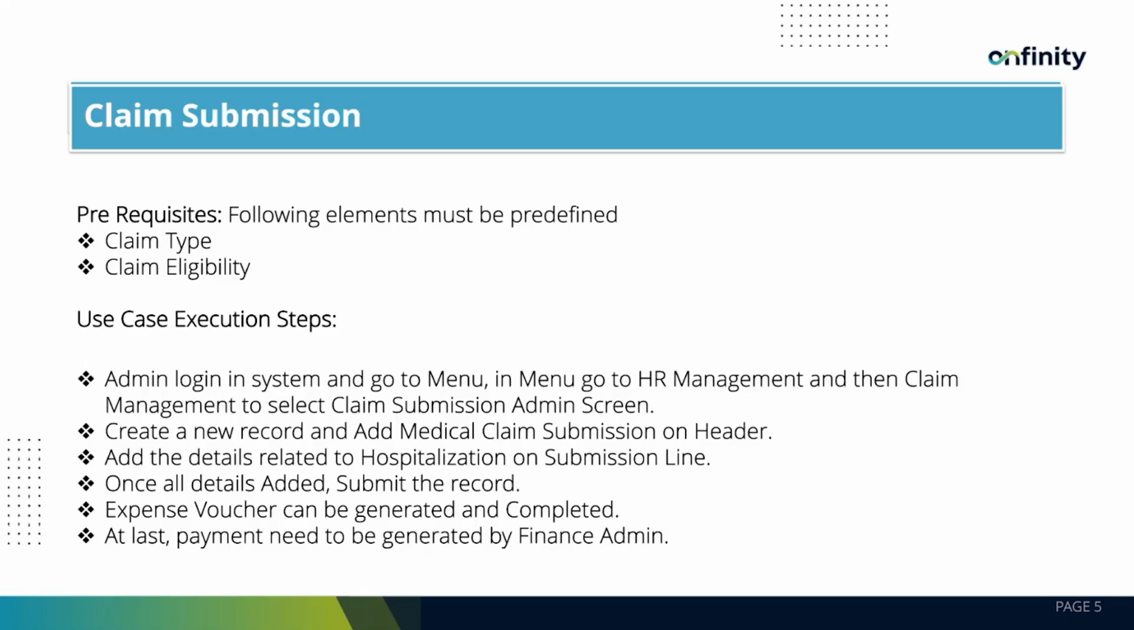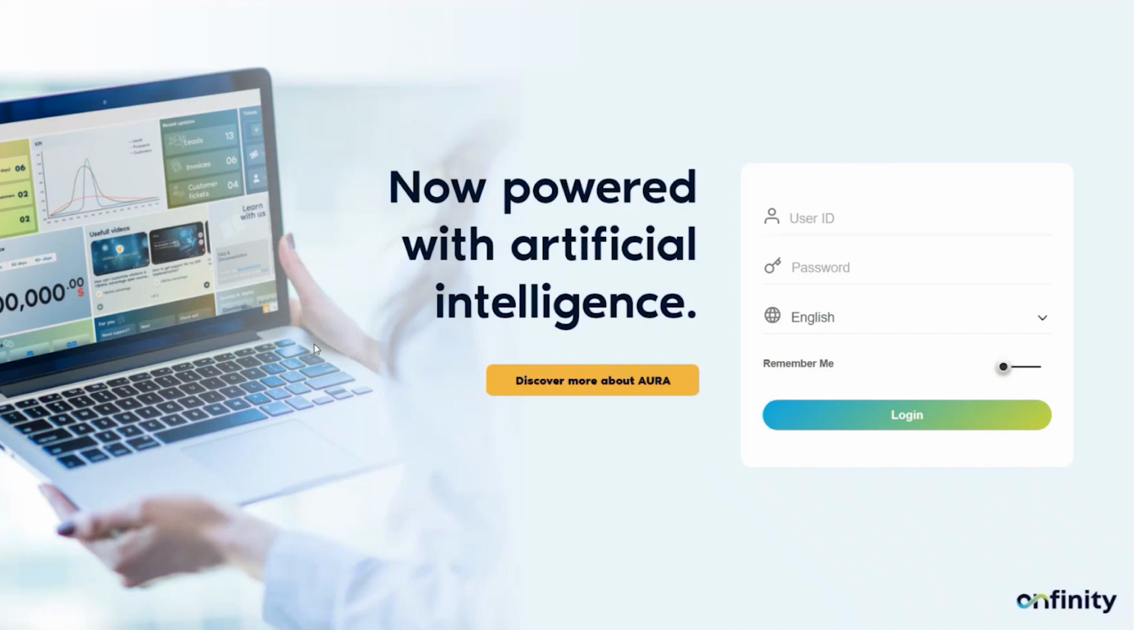An expense voucher can then be generated and completed by the finance admin. After the expense is recorded, the finance admin will proceed to generate the payment. This completes the execution of the use case. Now let's walk through the process in the system.